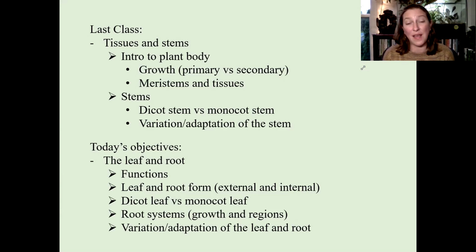Today, we're going to talk about the leaf and the root. We're going to talk about functions of both of those, forms of both of those. So the external forms of leaves and roots and the internal form. We will compare a dicot leaf and a monocot leaf. We will also compare a dicot root and monocot root, although that's not showing here, but we will do that too. Then we'll talk about root systems, growth of those systems and the regions of those systems. And lastly, some variation and adaptation of the leaf and the root. Not necessarily in this order, but these are all the things we're going to hit today.